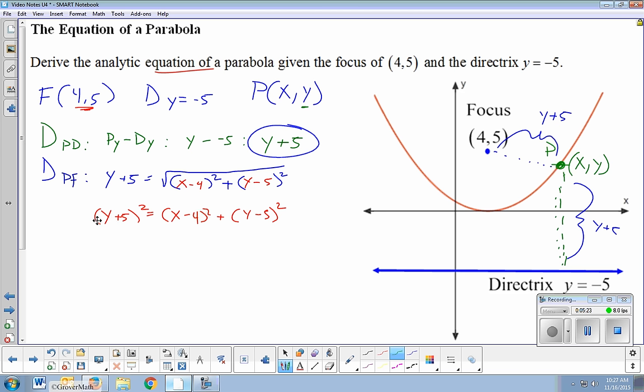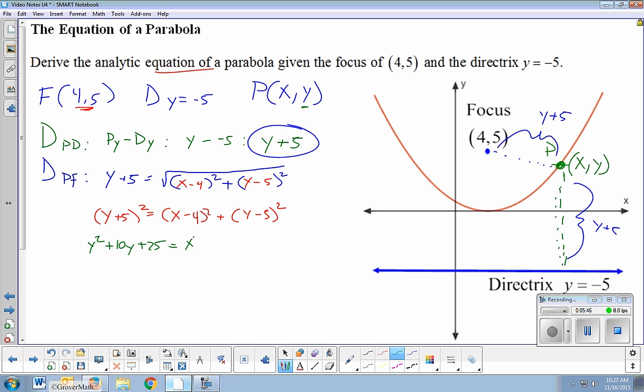You could think of it as times itself and do FOIL, but some of us are able to do a mental shortcut: square the front, the two terms times each other doubled, 10y, and square the back. But if you don't like that mental shortcut, you could write y plus 5 times y plus 5 and do your distribution. You can do a tabular method, however you like to multiply.